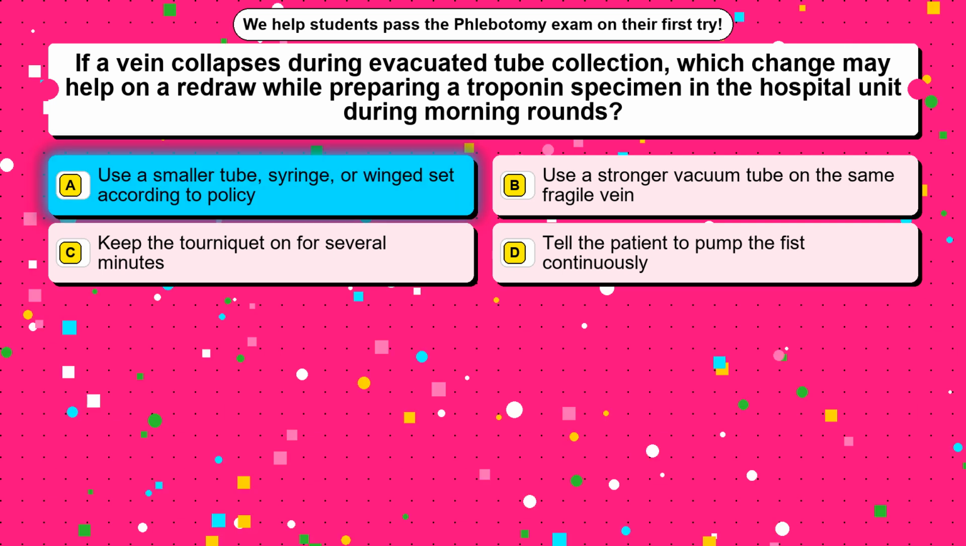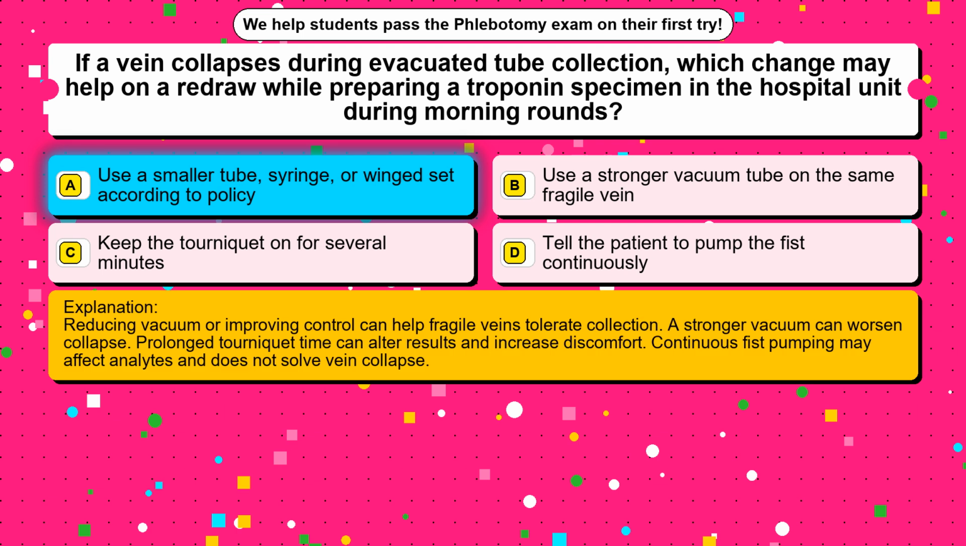The correct answer is option A. Use a smaller tube, syringe, or winged set according to policy. Reducing vacuum or improving control can help fragile veins tolerate collection. A stronger vacuum can worsen collapse. Prolonged tourniquet time can alter results and increase discomfort. Continuous fist pumping may affect analytes and does not solve vein collapse.